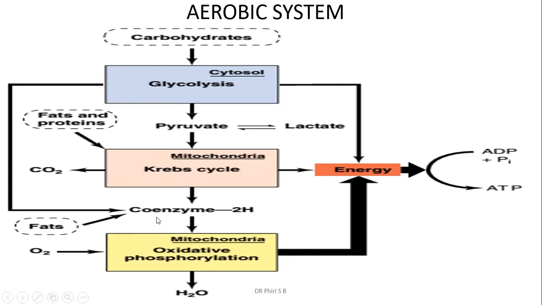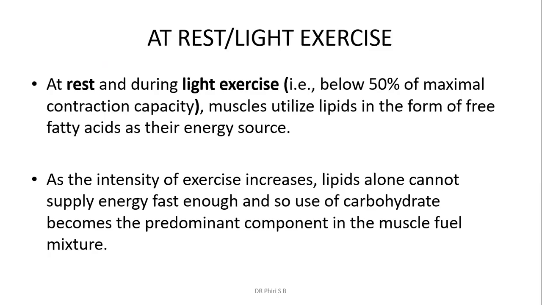It will be converted into coenzymes, and these coenzymes will provide the raw materials in the inner membrane of the mitochondria for oxidative phosphorylation. That will also produce a lot of ATP. So this only occurs when you have oxygen. So this becomes the aerobic system. But what is feeding into this system, you have amino acids, you have fatty acids, which are lipids, and then you also have carbohydrates.